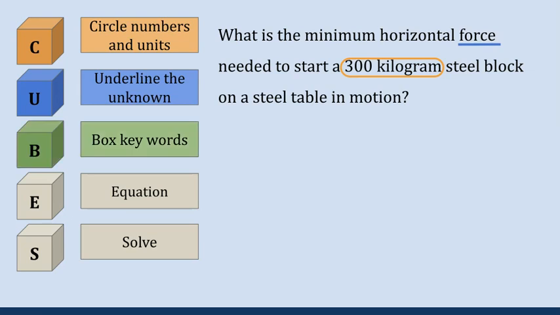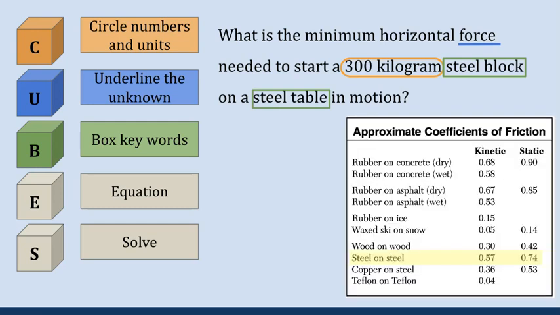So I'm going to move on to box some keywords. I chose to box steel block and steel table because that makes me think of the approximate coefficients of friction table, and that helps me realize that I'm solving for a force of friction, and it also helps me realize what my coefficient of friction might be. Steel on steel means I'm choosing between these two numbers.